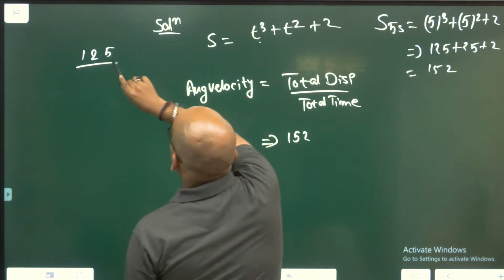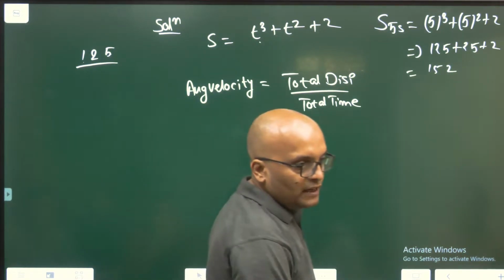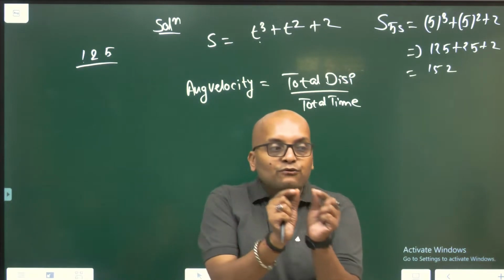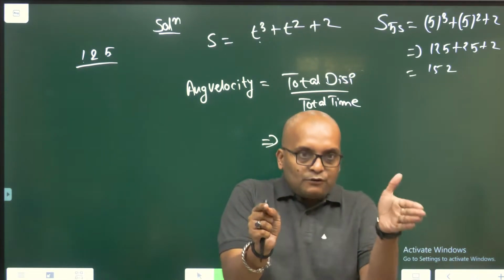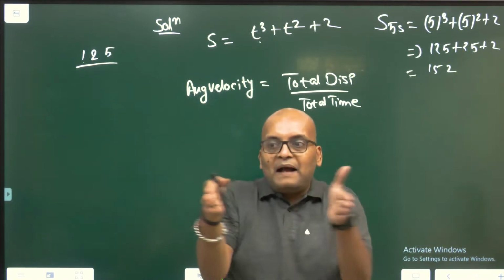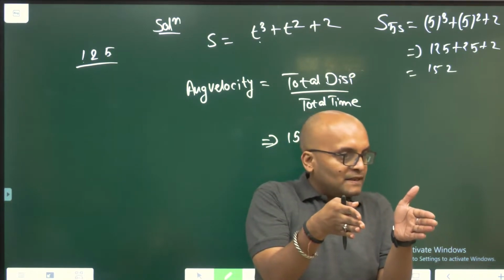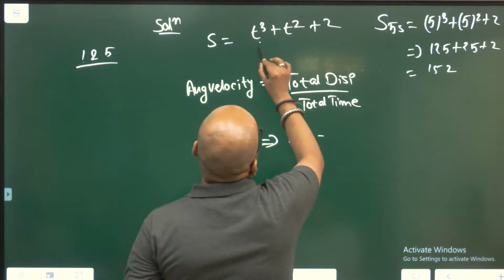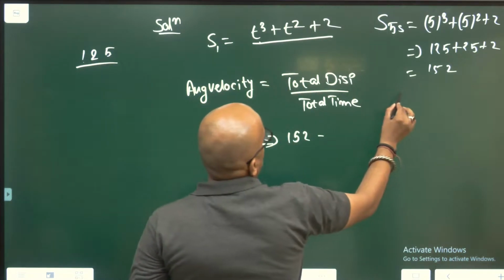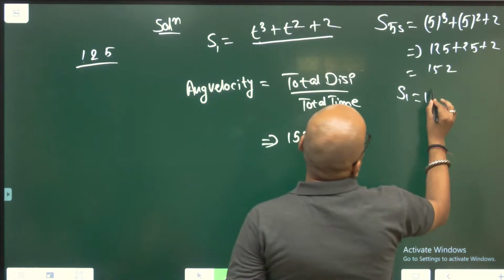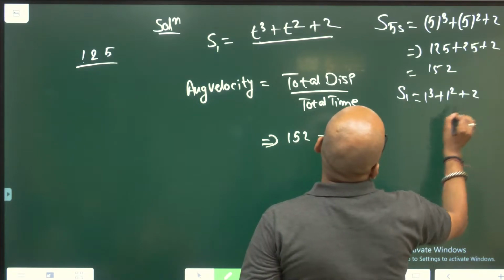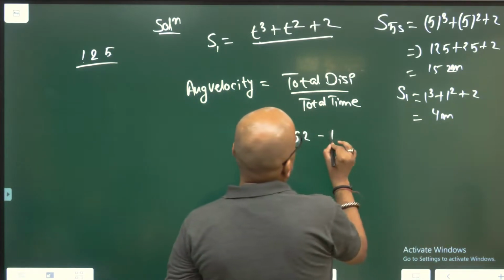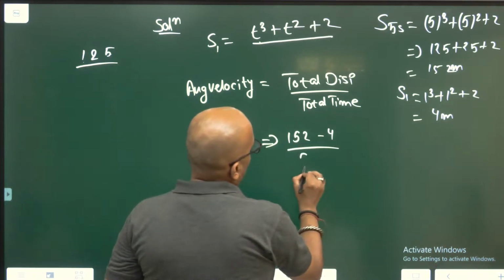So 5, and now we have to calculate the displacement of the body in 1 second. Why? Because the question is between 1 and 5. Between 1 and 5. So for this bandwidth, you have to calculate the displacement, right? So 152 minus, now put 1 in place of t. So S1 will be 1 cube plus 1 square plus 2. So it will be 4. Yes or no? So minus 4 divided by 5 minus 1.